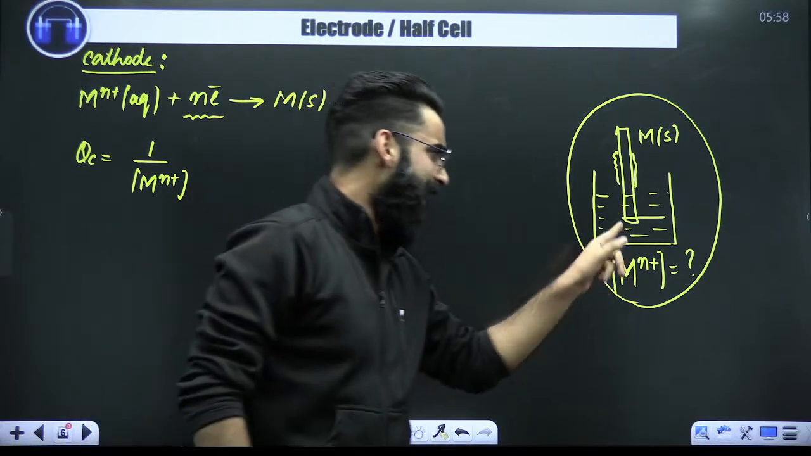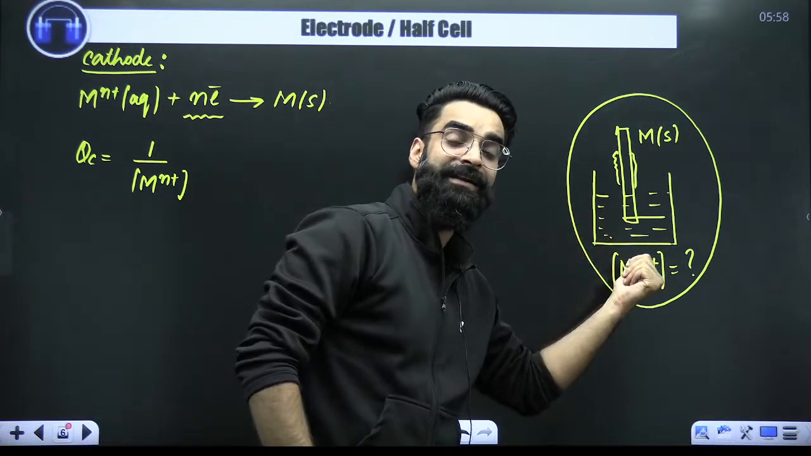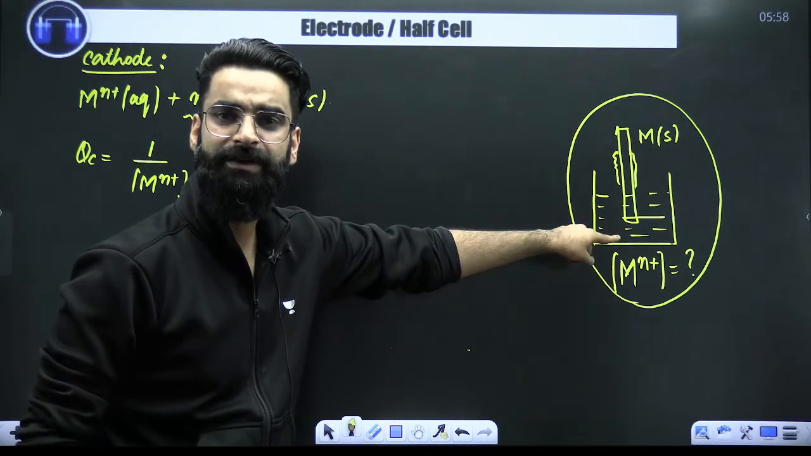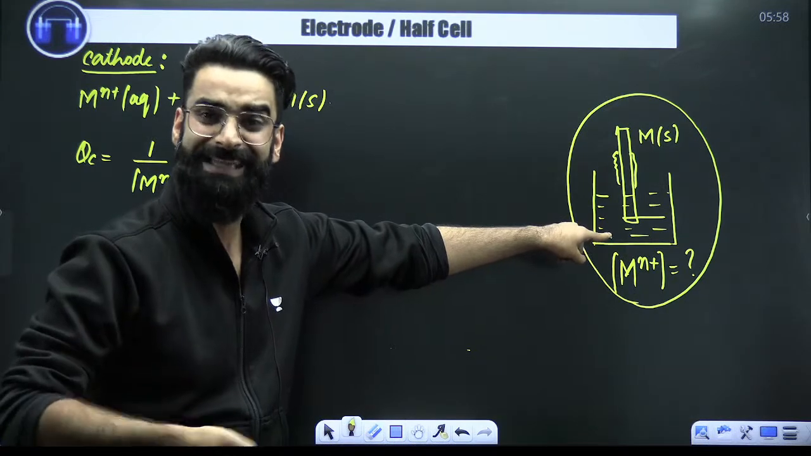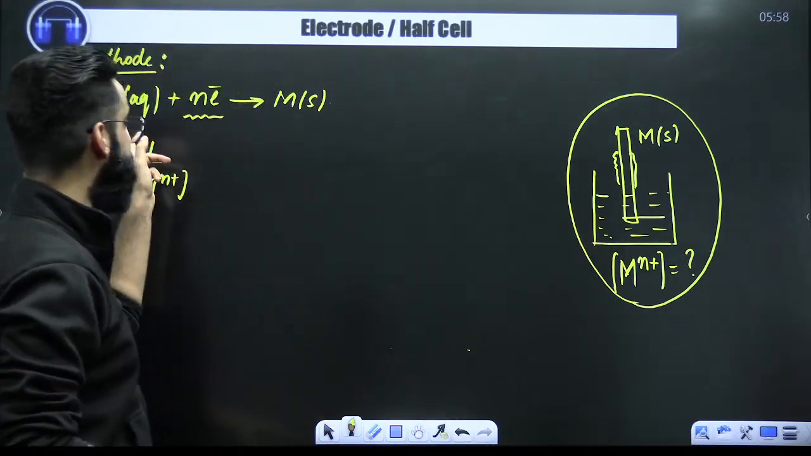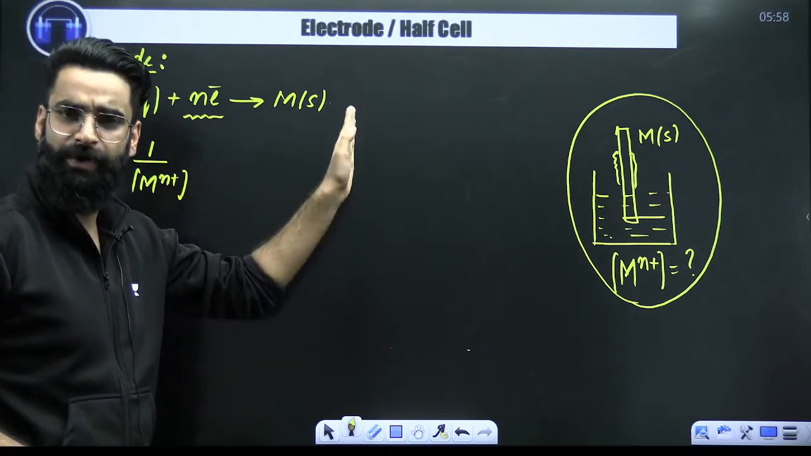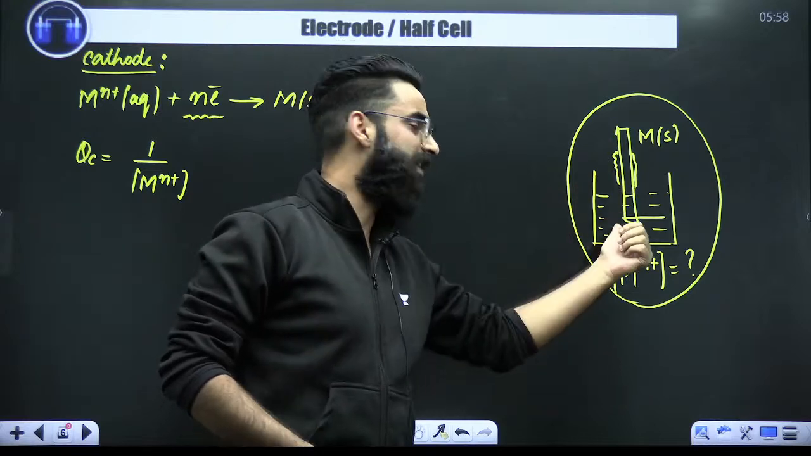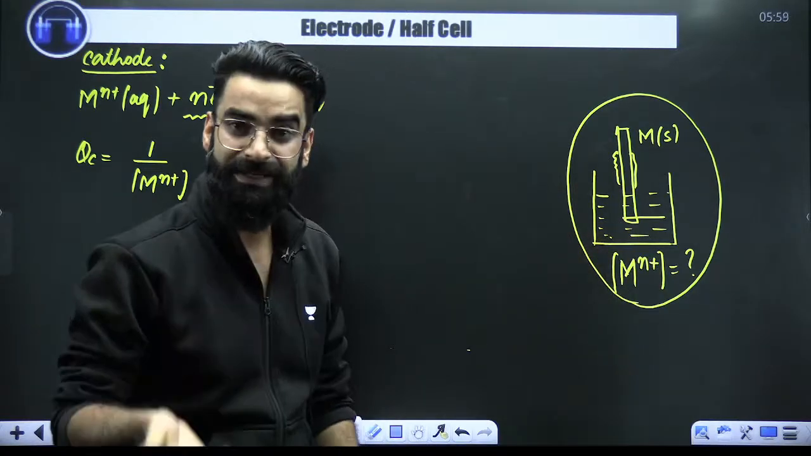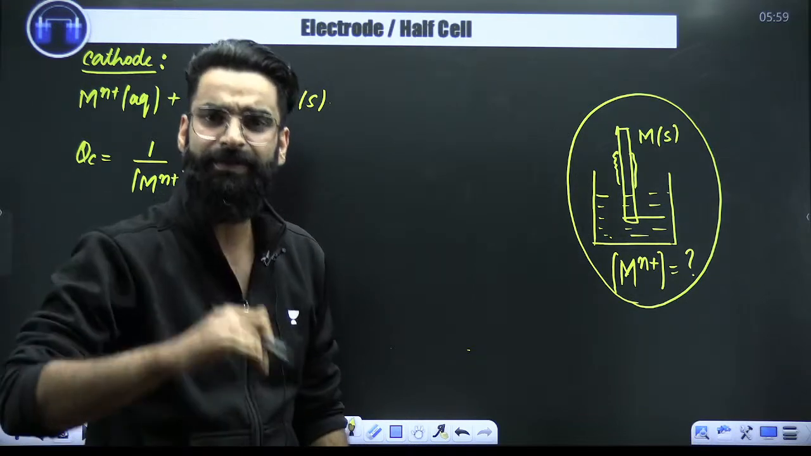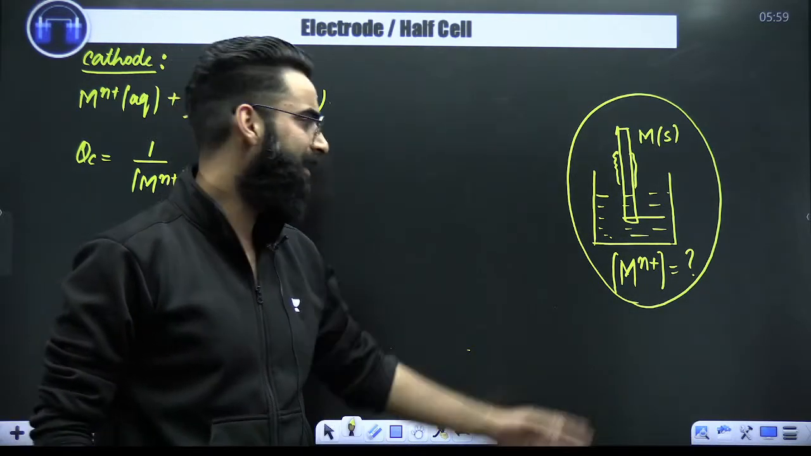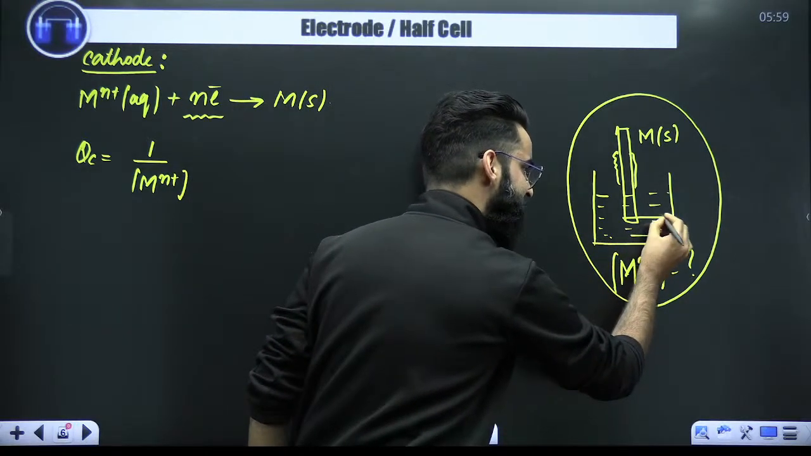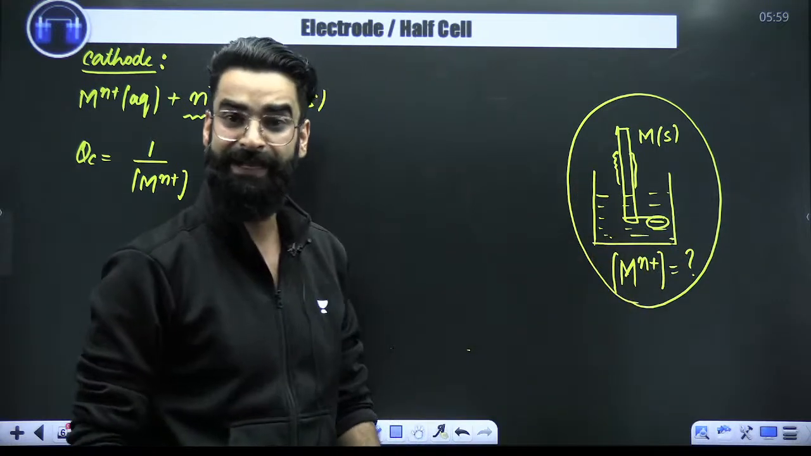Tell me, is the amount of cations in the container increasing or decreasing? I'll say the amount of cations in the container is decreasing, because M n+ ions are undergoing reduction, getting converted into M solid, and that M solid is deposited on the rod. So the cations are decreasing, while the anions remain the same. So this solution will effectively get which charge? This solution will get effectively negative charge.